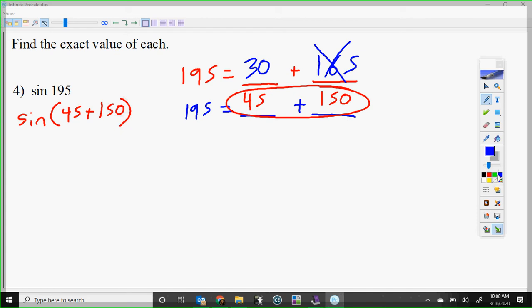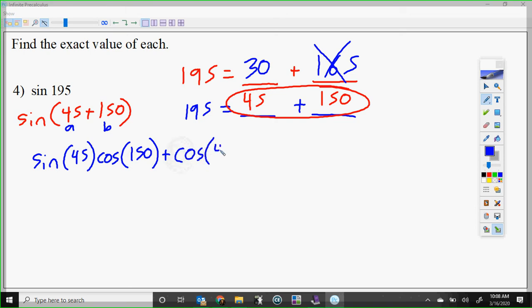Now, if I can say that, then I can use the identity of sine that we just finished using. The identity said, well, there's my A, there's my B. So sine is going to be sine of my A, which is 45, cosine of B, which is 150, plus cosine of the A, sine of the B.